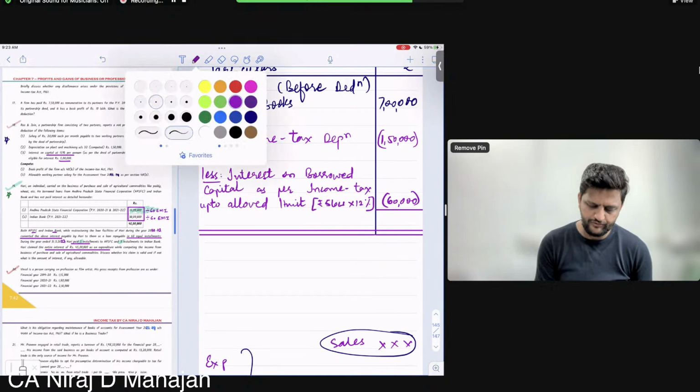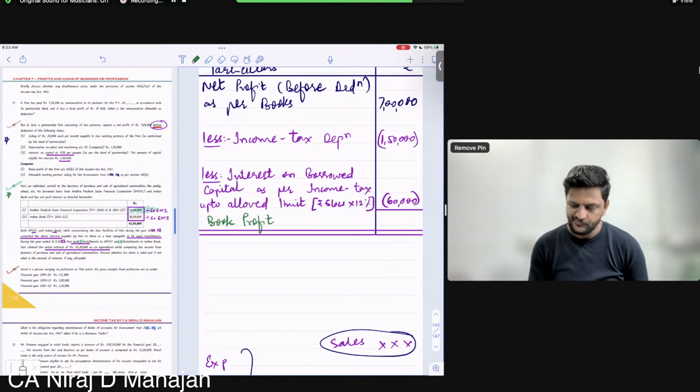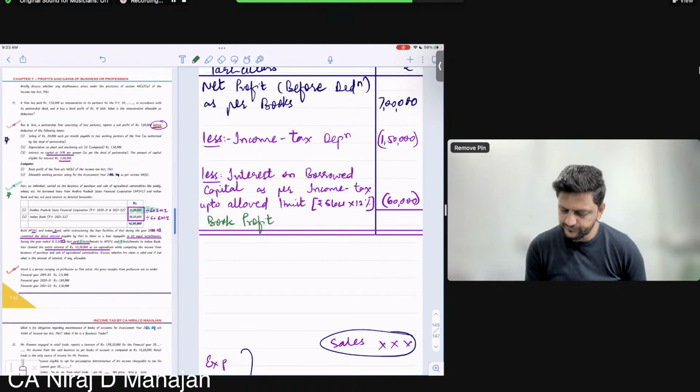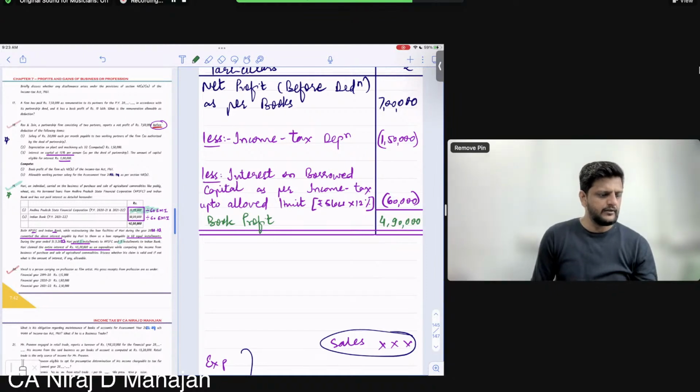What do we do, बच्चों? Book profit. This is my book profit. Okay? Not my taxable profit. This is my book profit. So book profit is 210 reduced. So 490. This is the answer of my first question. है ना?